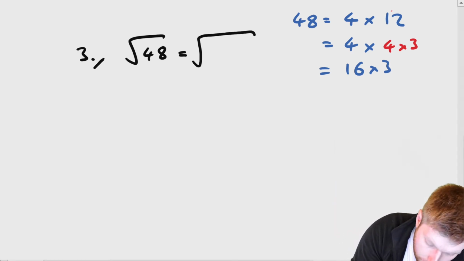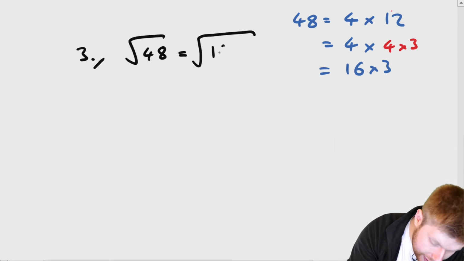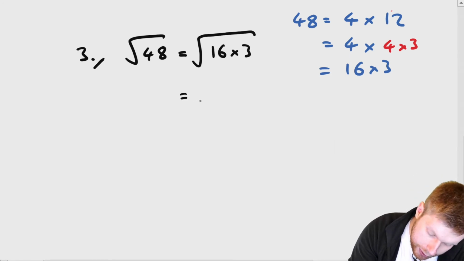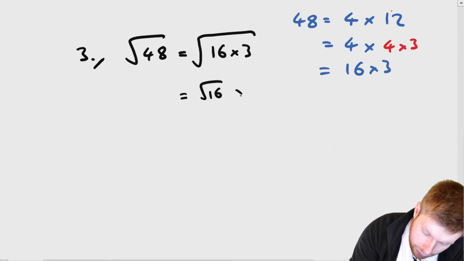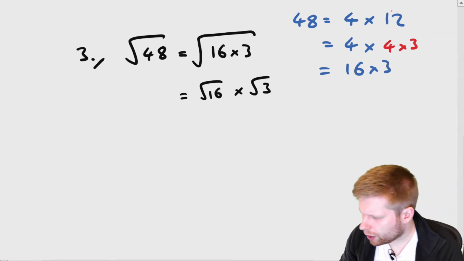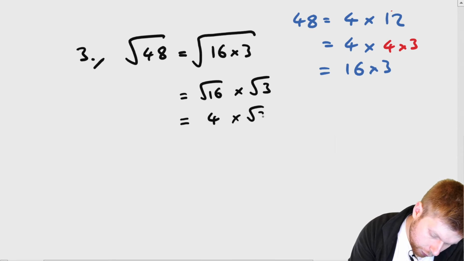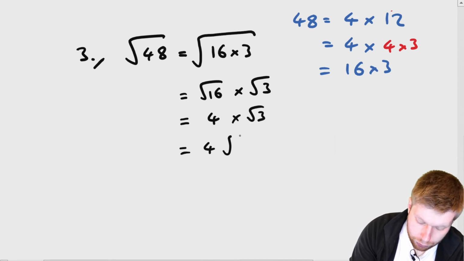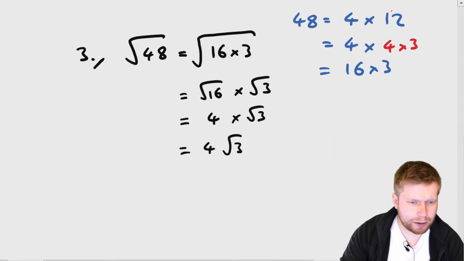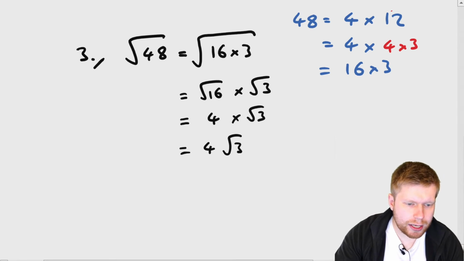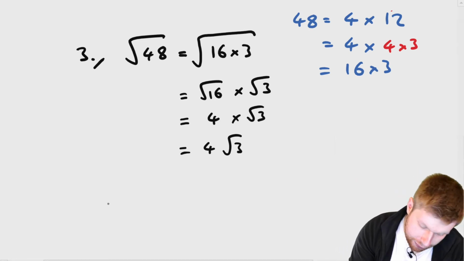So this will be the square root of, well, 48, I'm going to write that as 16 times 3. Separate that into two separate square roots. That would be square root of 16 times square root of 3. So square root of 16 is 4 times square root of 3. And then finally, I can just write that as 4 root 3. All right, let's see if we can do one more then. Let's try square root of 75.